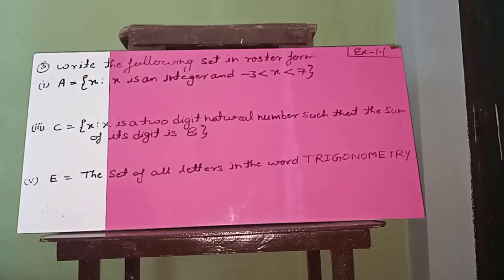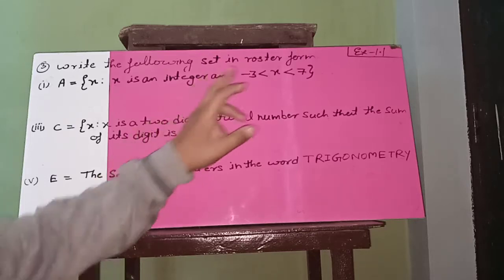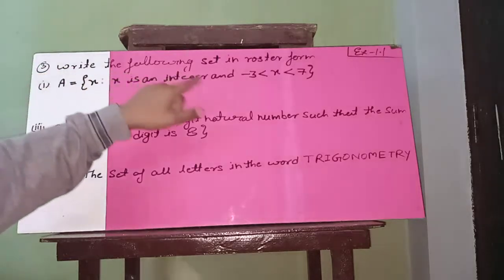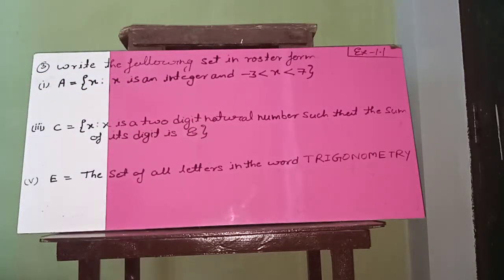Now today I take a topic that is based on exercise 1.1. In the last video we took the definition of set and representation of sets and question number first and second. So now in this video we take question number third, fourth and fifth. Okay. So exercise 1.1 question number third is: write the following set in the roster form.